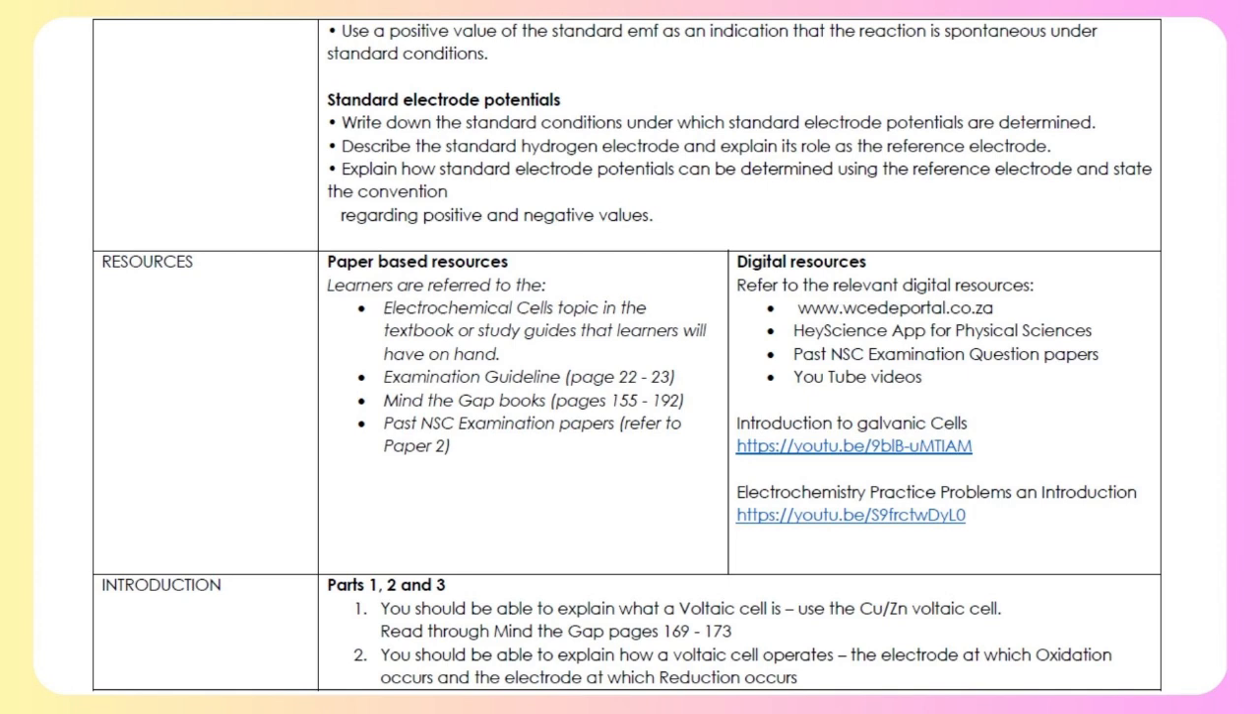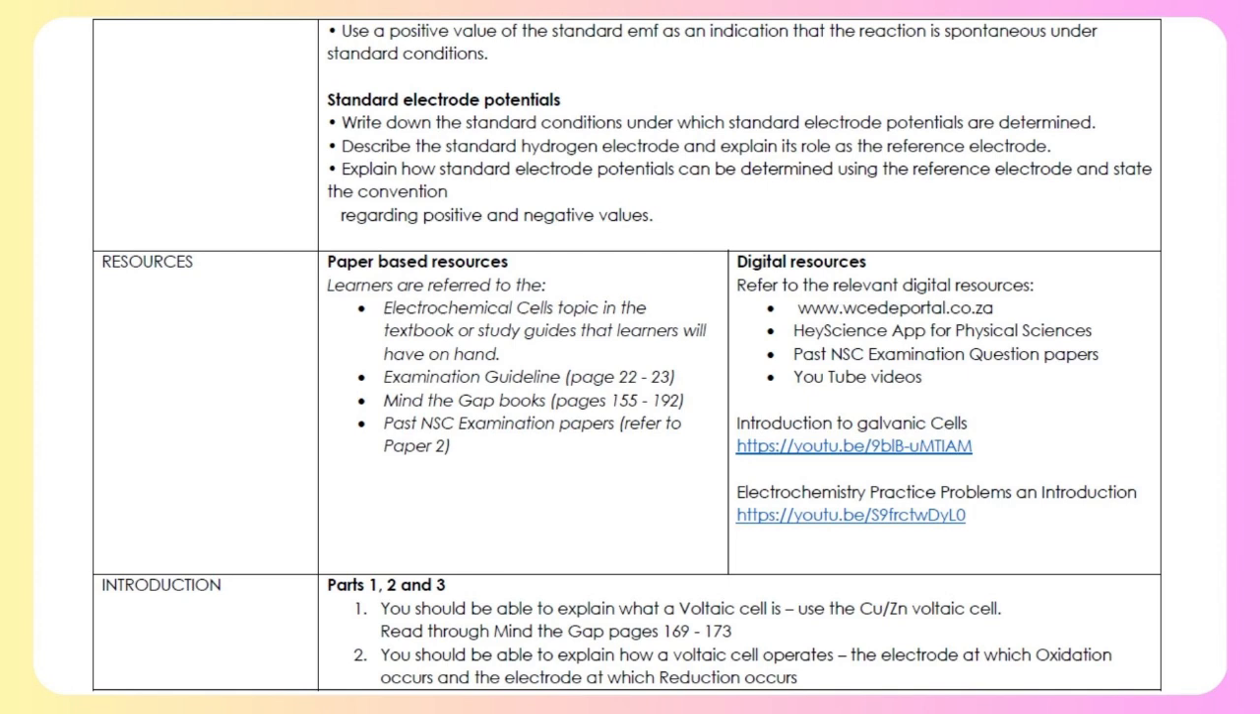Standard electrode potentials. Write down the standard conditions under which standard electrode potentials are determined. Describe the standard hydrogen electrode and explain its role as the reference electrode. Explain how standard electrode potentials can be determined using the reference electrode and state the convention regarding positive and negative values.